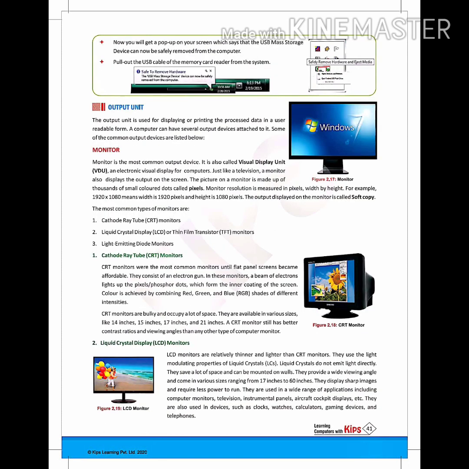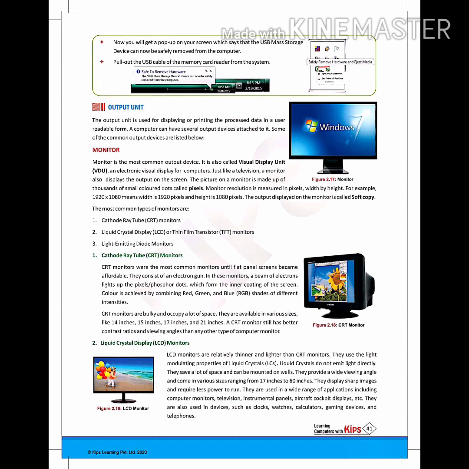Now let's talk about output devices or the output unit. An output unit is used for displaying or printing the processed data in a user readable form. A computer can have several output devices attached to it. Let us discuss some of them. One of the major output devices is the monitor. Monitor is the most common output device. It is also called VDU, visual display unit, an electronic visual display for computers.